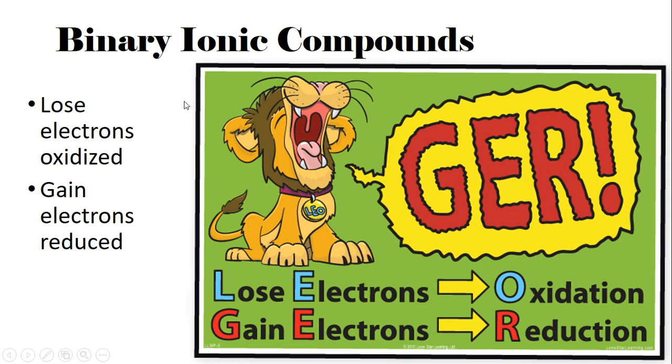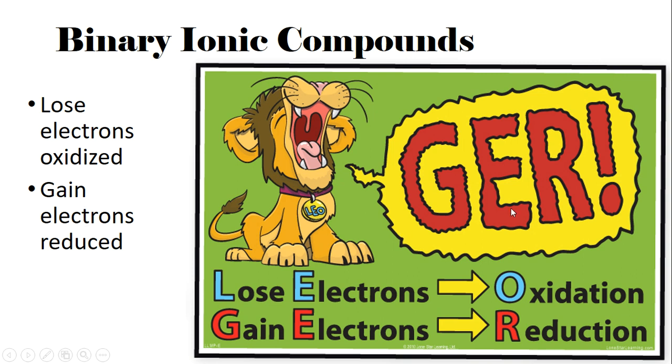Let's get started. So binary ionic compounds are going to do this LEO-GER thing. LEO-GER is a wonderful way to remember that if you lose electrons, you're oxidized. That would be the lion's name, Leo. Those of you who look at your astrology symbols. I think that's it. Anyway, if you gain electrons, you're reduced.